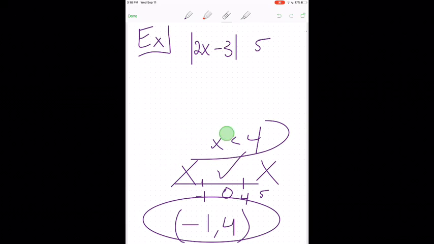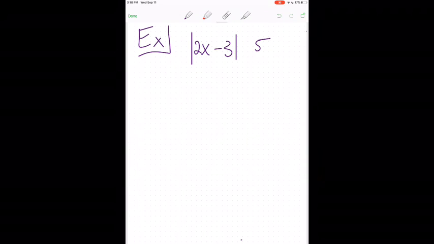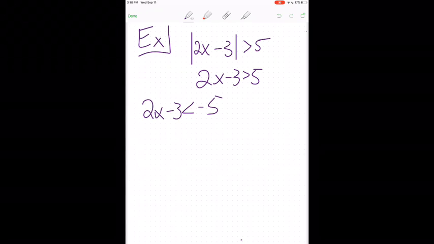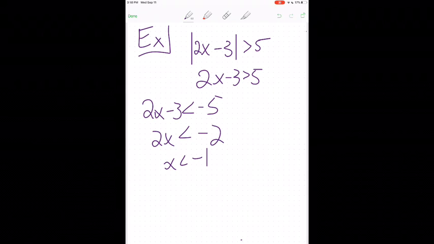So instead of having the absolute value of 2x minus 3 is less than 5, I'm going to do the absolute value of 2x minus 3 is greater than 5. Let's think about how that's going to change. So now we know that 2x minus 3 has to be greater than 5, or 2x minus 3 has to be less than negative 5. Now I'm going to solve both of these. Add the 3 over, 2x is less than negative 2. x is less than negative 1. Or now I'm going to solve this other one.